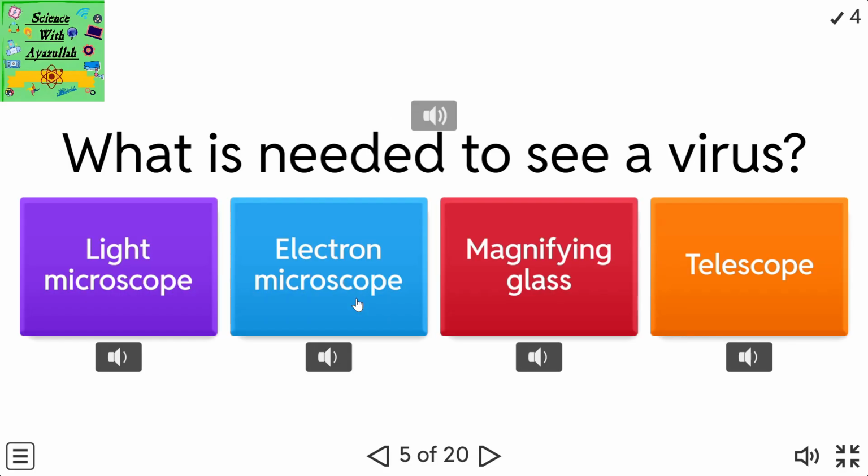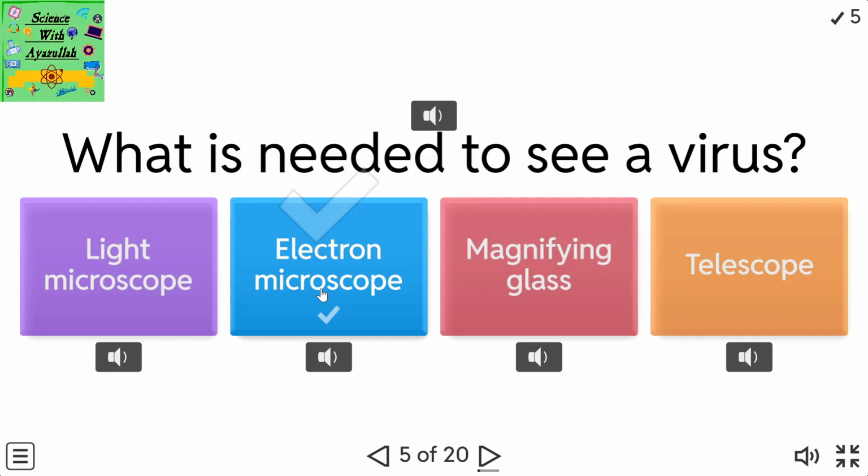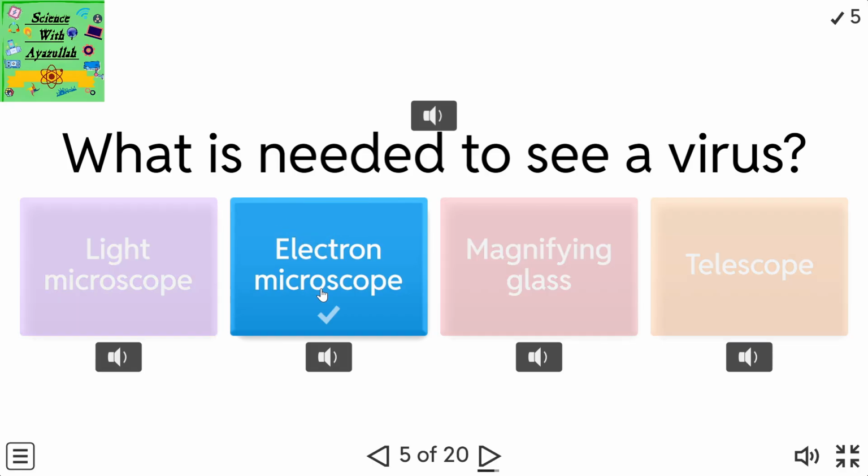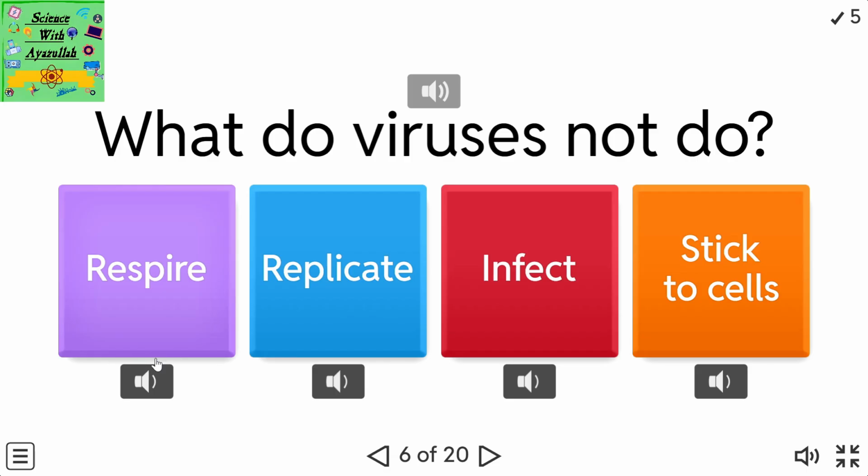What is needed to see a virus? Light microscope. Electron microscope. Magnifying glass. Telescope. What do viruses not do? Respire. Replicate. Infect. Stick to cells.